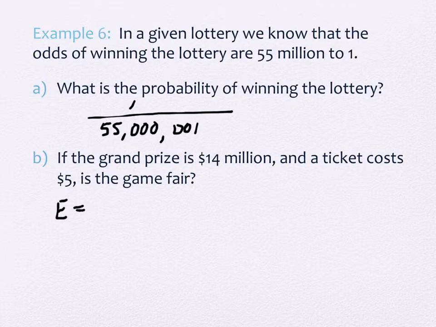Okay, expected value then. Our expected value, well, there's really only 2 outcomes here, right? We win or we lose. So we need the value that we get if we win. If we win, what do we get? $14 million. Make sure you write that in millions so that we can calculate this appropriately. So there's 14 million. How likely are you to win? Yeah, that's part A. The 1 out of the 55 million and 1.